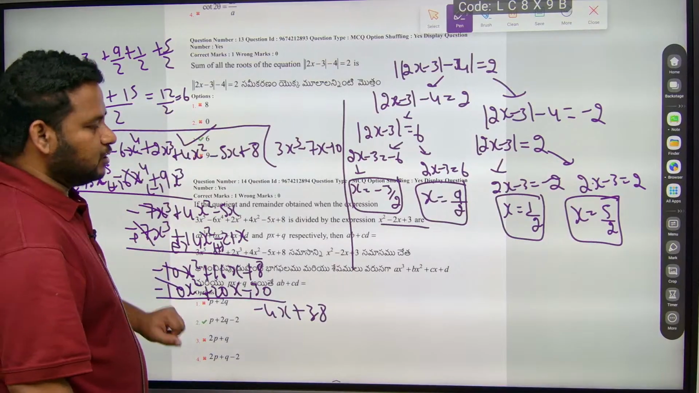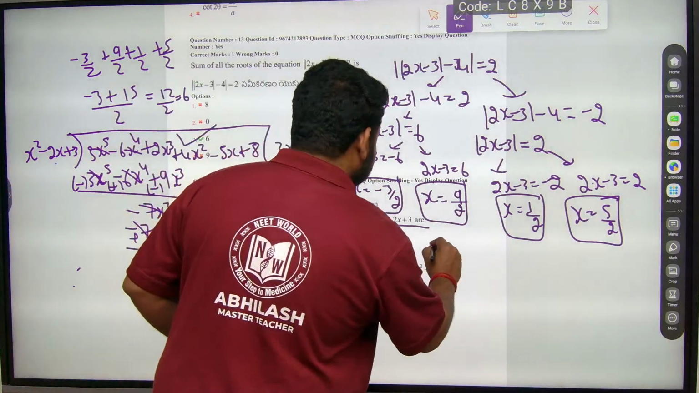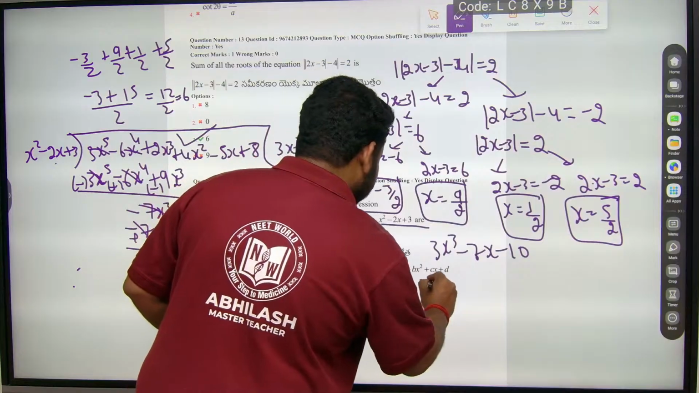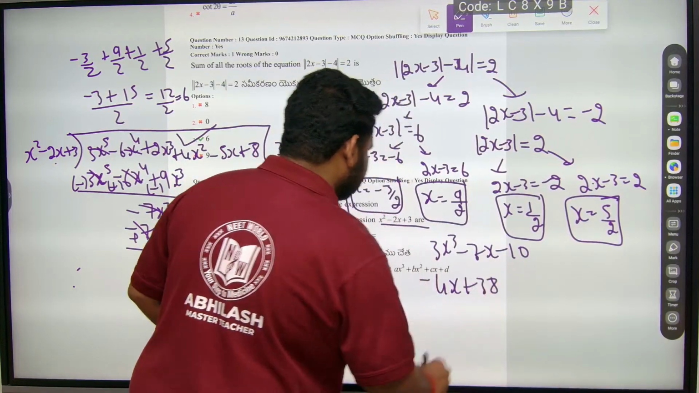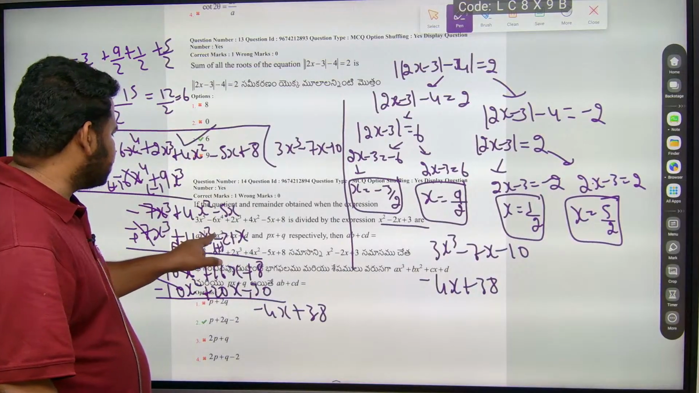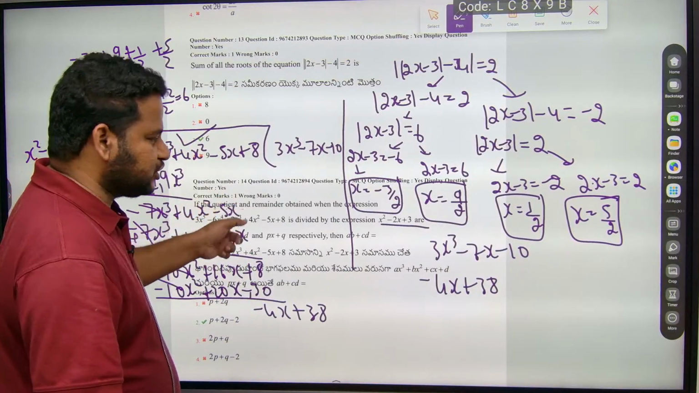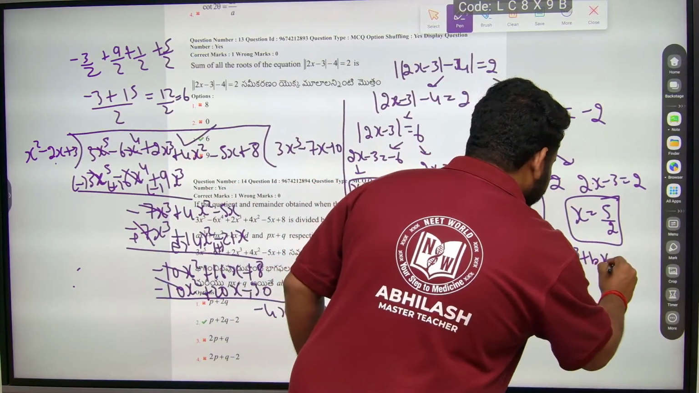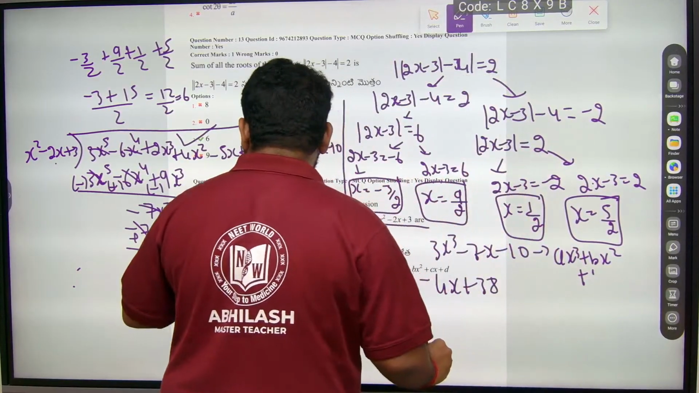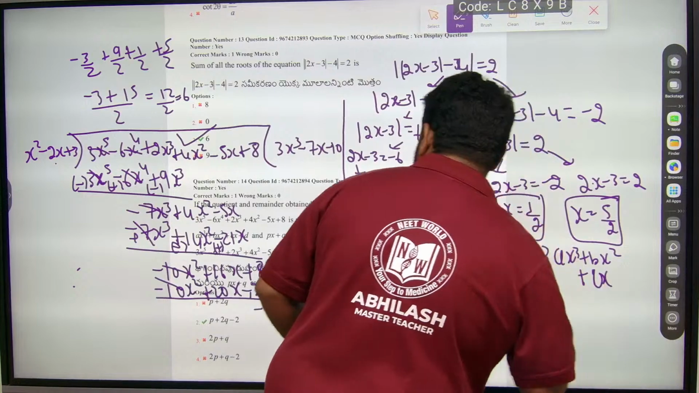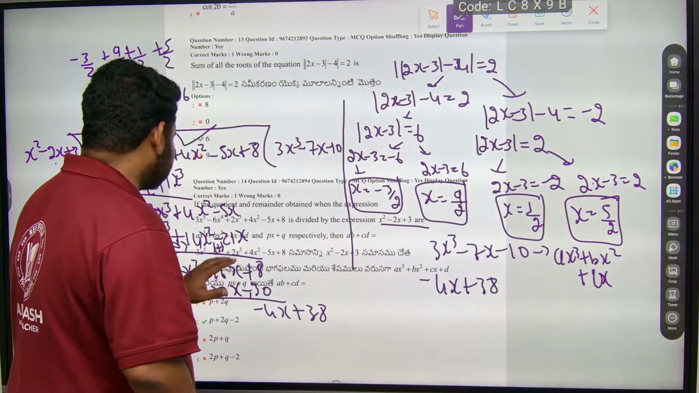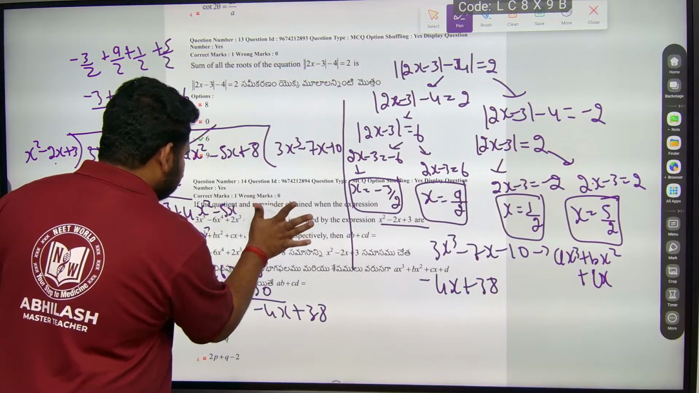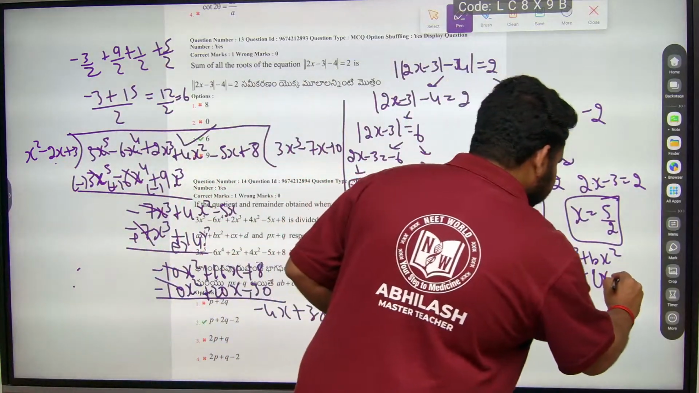Now this is the quotient we got, so the quotient is 3x cube minus 7x minus 10, okay, and the remainder is minus 4x plus 38, this is what we got. Now if you compare this, they are telling the quotient is ax cube plus bx square plus cx plus d, okay, I hope it is clear to you, plus cx plus d.